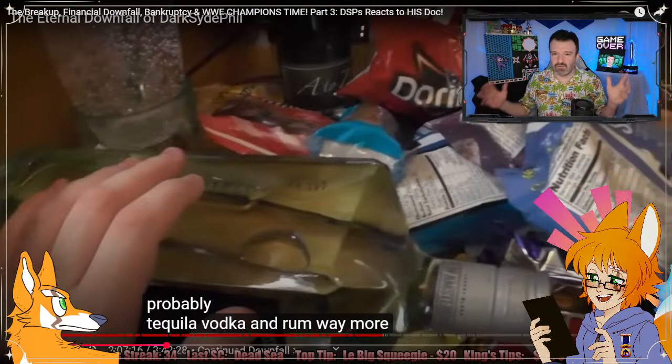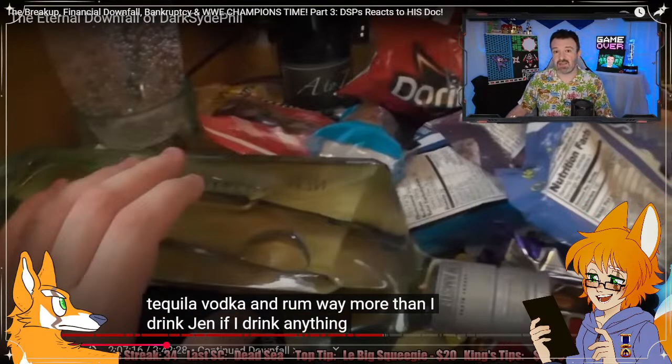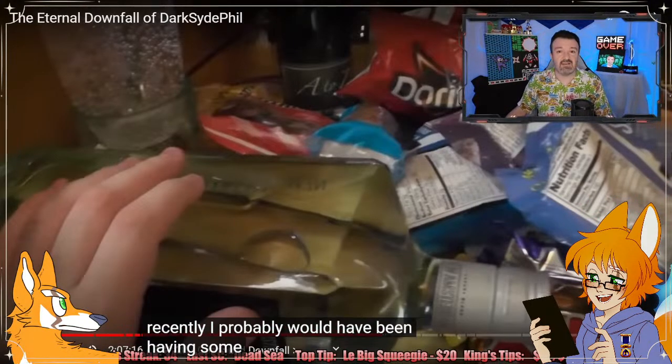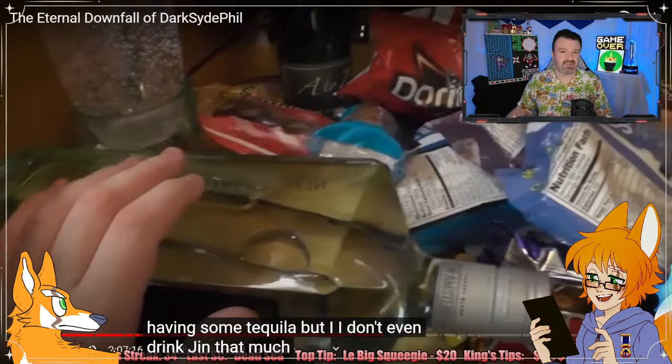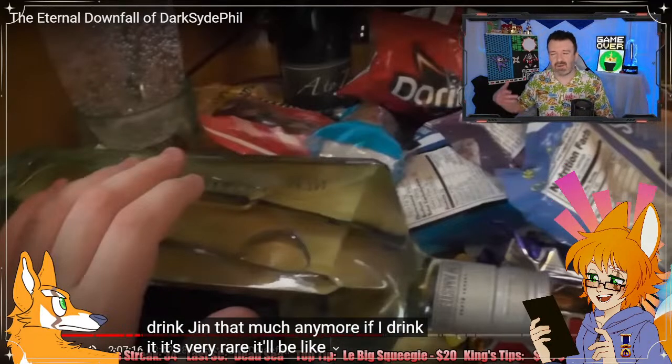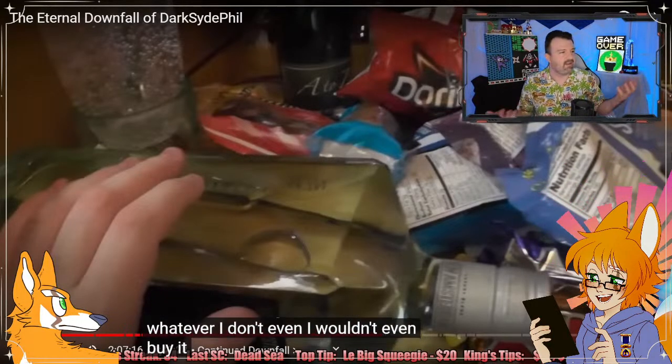And he's admitting here he drinks all this stuff way more than gin, guys. Well, that still doesn't disprove the fact that you're an alcoholic. Now, more than I drink gin. If I drink anything right now, recently, I probably would have been having some tequila. But I don't even drink gin that much anymore. If I drink it, it's very rare. You're still drinking, period. It's still alcohol, Phil.